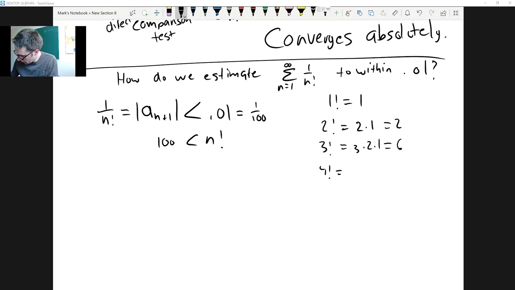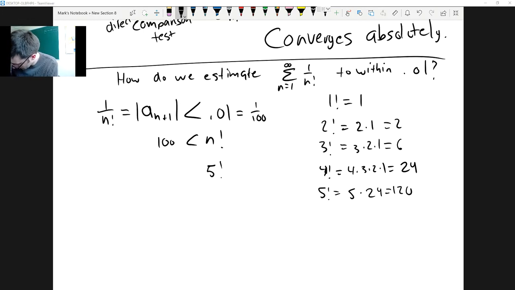4 factorial is going to be 4 times 3 times 2 times 1, which is 4 times 6. And notice each one is going to be just multiply one more number than the previous line. So 5 factorial will be 5 times 24, which is 120. And so you'll notice that 5 factorial is greater than 100.